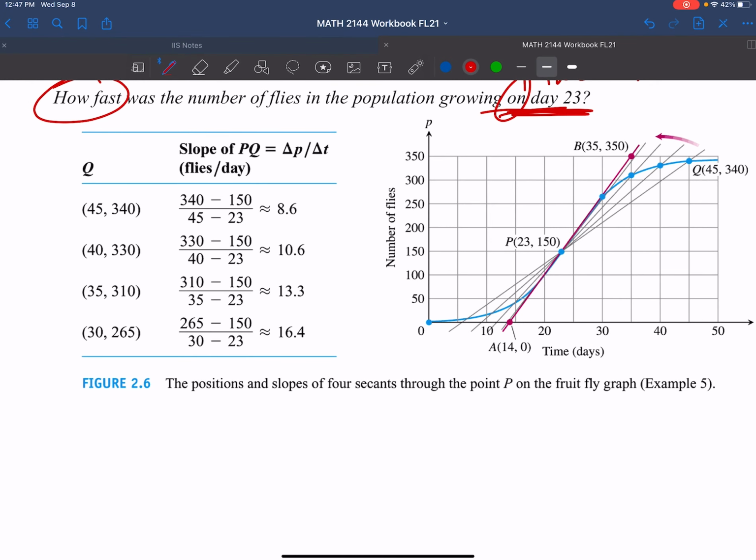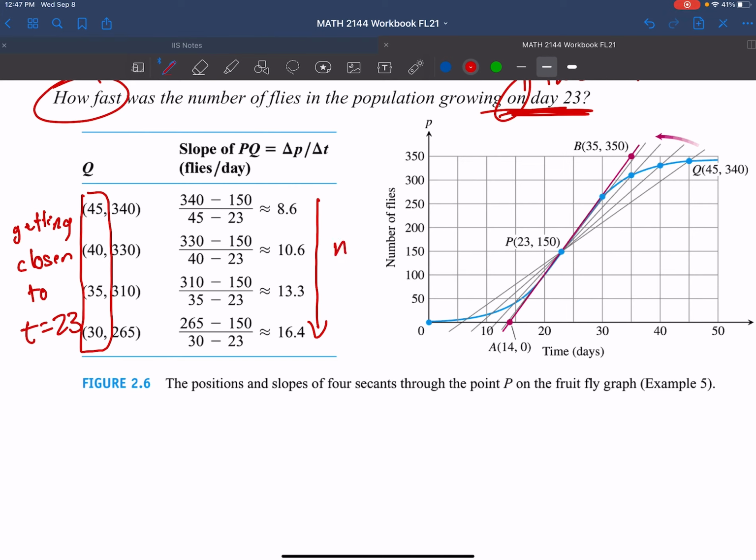So you can see right here, they actually computed all of the secant lines. Let's see, what are they doing right here? Okay, here it is. So notice this one right here is getting closer to time equal to 23. And then you could also see what's happening with this right here. These are your slopes. To get the exact value though, we're going to need to grab 2 lattice points on the tangent line.